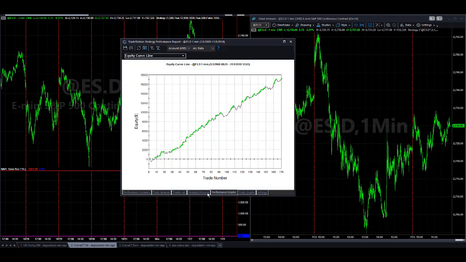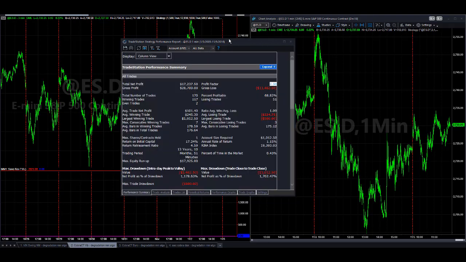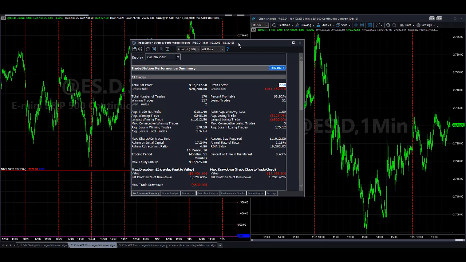2.5 profit factor. Here is the equity curve that we all like. We only wish that we had an equity curve that was this way every single month instead of over a 13-year period. But anyways, that is the way you set up the Cobra Ct 5B degradation algorithm with a limit order. I'm going to show you the settings for that.